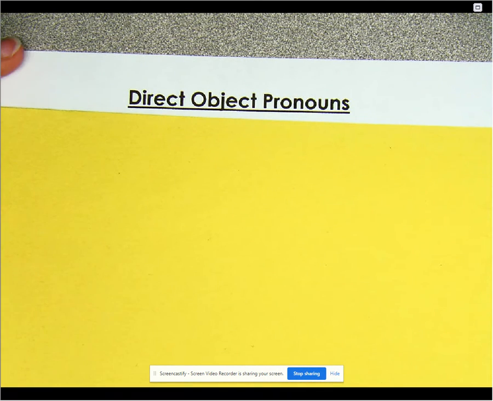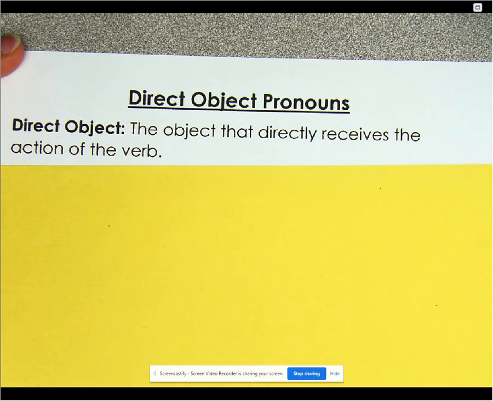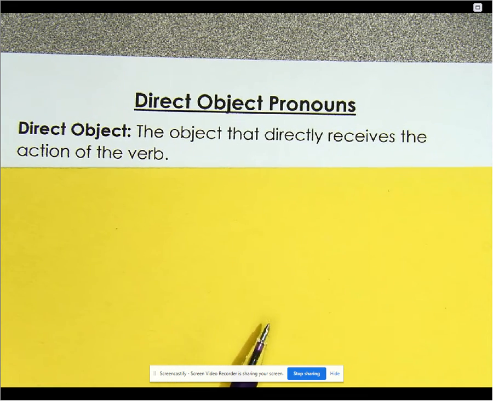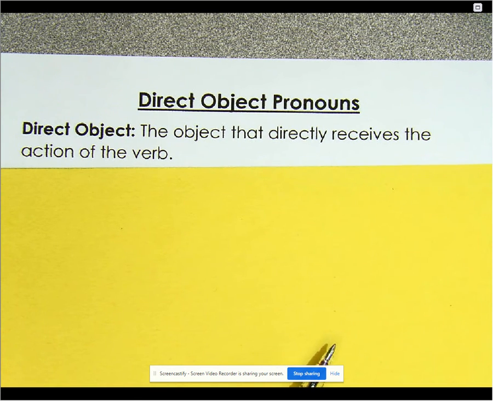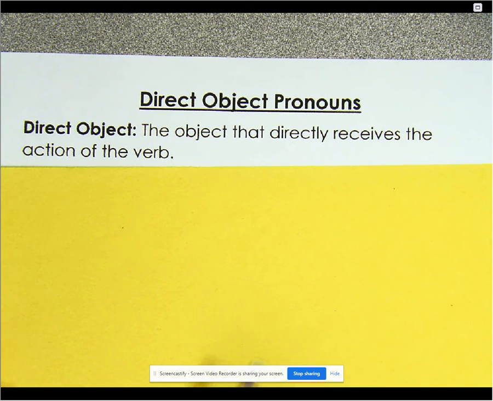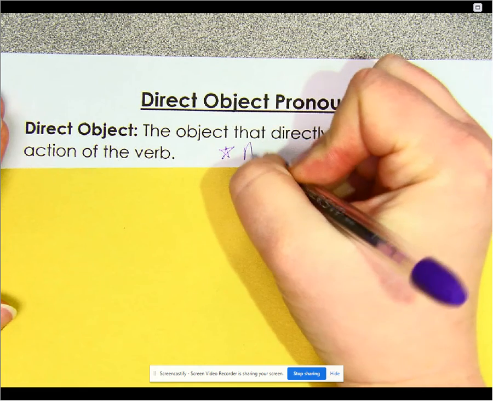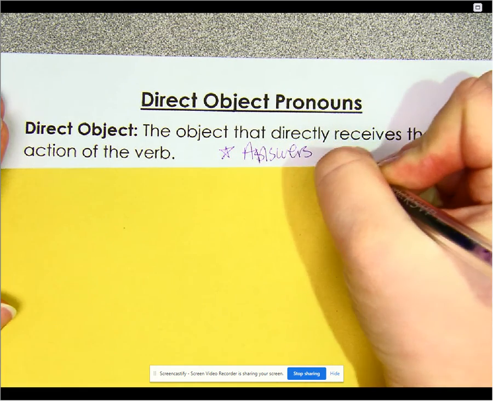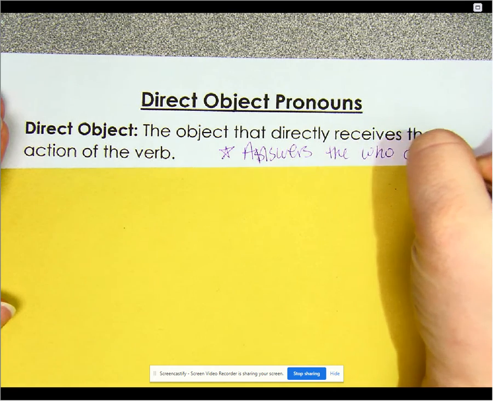Okay, so let's take a look at what a direct object is. A direct object is the object that directly receives the action of the verb. So don't get too worked up about that. I'm not a huge grammar person. I know this set of notes is going to be pretty grammar-heavy, but we will get through it. The direct object is the object that directly receives the action of the verb. So really, it answers the who or what.